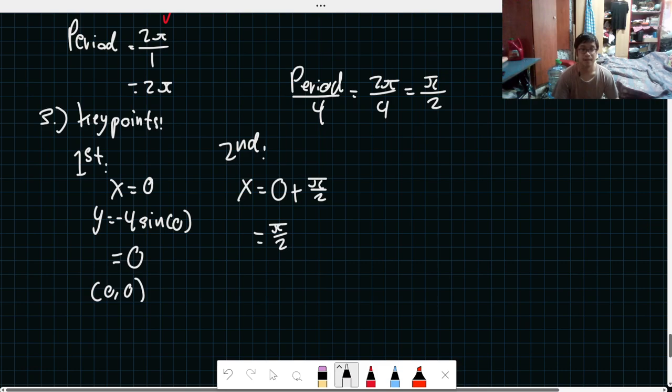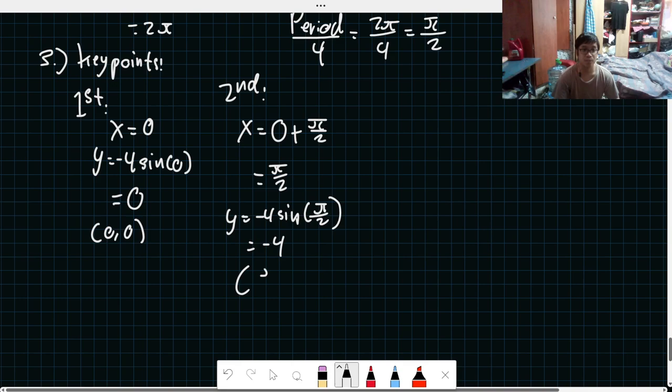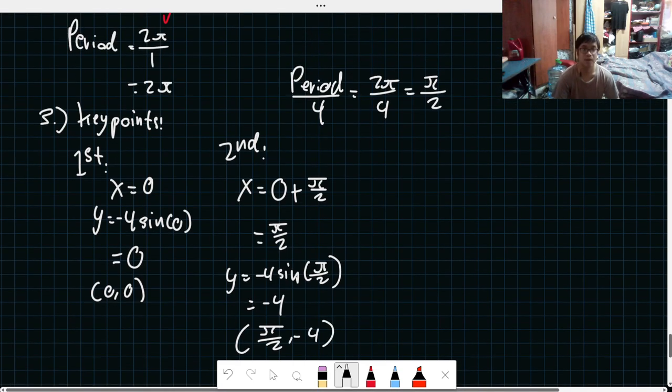That's it. Then, in this case, we're going to find your sine. So your y here is negative 4 times sine of pi all over 2. So here, sine pi all over 2 is 1. So that means negative 4 times 1 is negative 4. So therefore, your second key point is pi all over 2 and negative 4. That's it. Now, we go for the third key point.